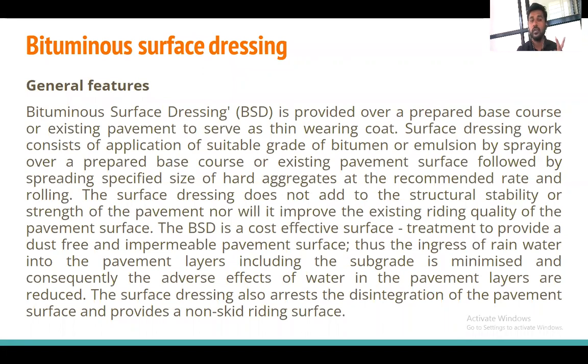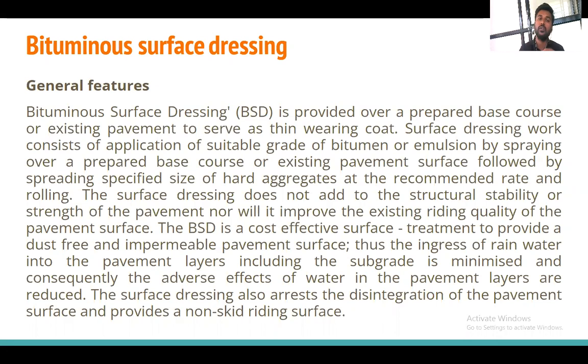So these are the two general methods for the application of the bituminous surface, on the base course or on the existing bituminous surface. Okay. Now we will see the bituminous surface dressing, how to go for it. What are the general features for that? The bituminous surface dressing, that is BSD, is provided over the prepared base course or the existing pavement to serve as a thin wearing coat. Okay, now what have we done? We have taken the tack coat. Then what do we have to do now?